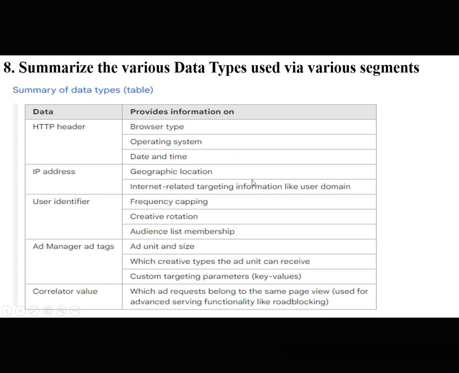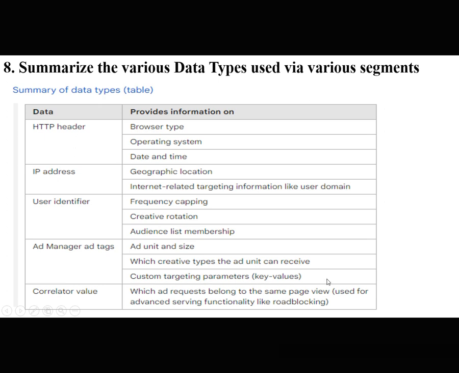IP address geographic provides information about the geographical location of the user. Internet related targeting information, like user domain. User identifier is for frequency capping, creative rotation, and audience list membership. Ad manager ad tags provide ad unit and ad size, which creative type the ad unit can receive.